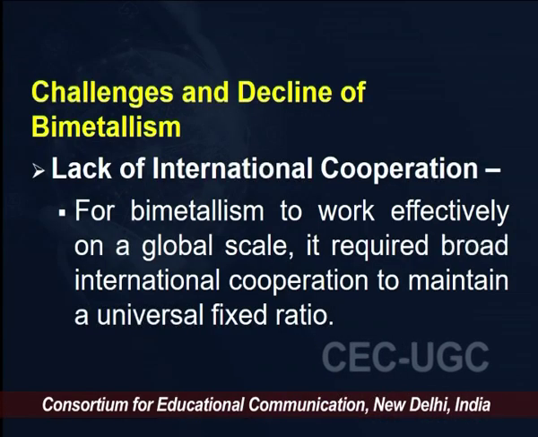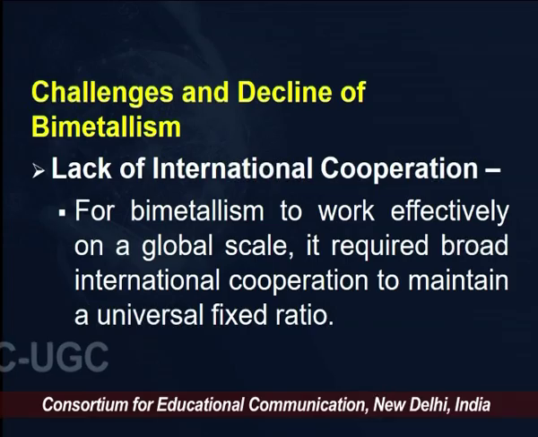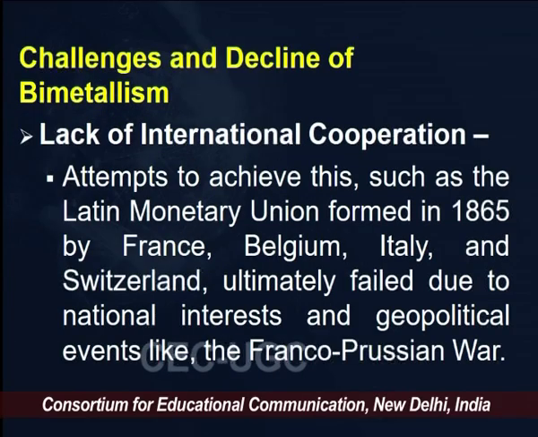So, the first one is lack of international cooperation. For bimetallism to work effectively on a global scale, it required broad international cooperation to maintain a universal fixed ratio, but that was not happening. Attempts to achieve this, such as Latin monetary union, formed in 1865 by France, Belgium, Italy and Switzerland, ultimately failed due to the national interest and geopolitical events like Franco-Prussian War.